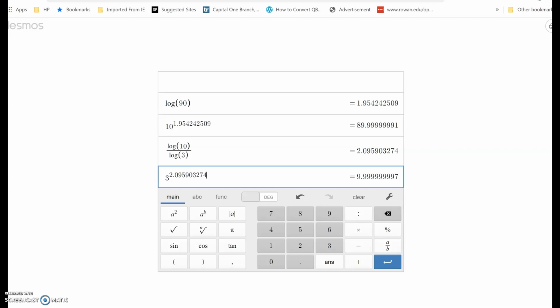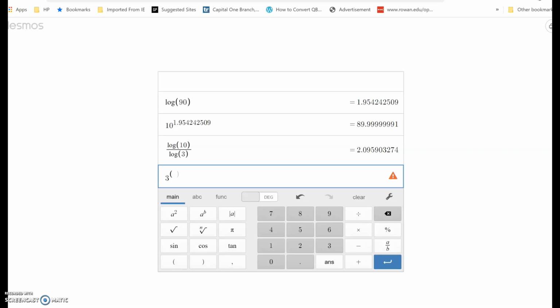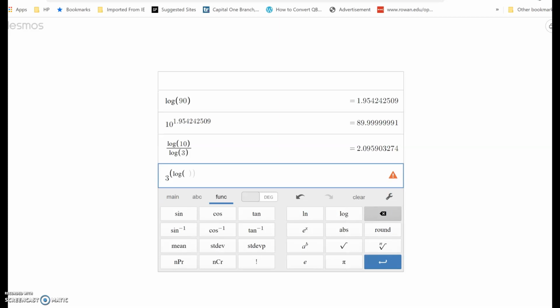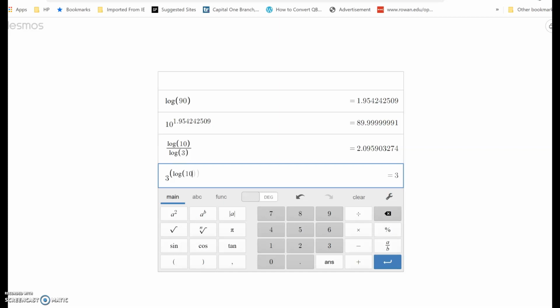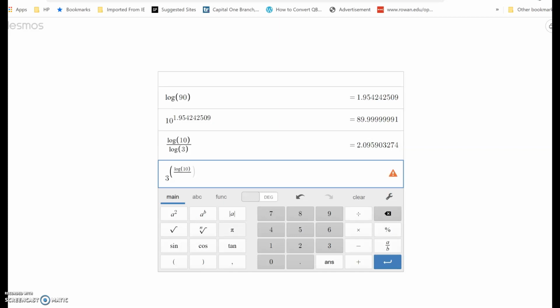Now let's try something here, just for the heck of it. It's going to be hard to key in, but I'm going to try to key in this log base 10 divided by log base 3 thing right here, just to see if I can. So we have function log base 10, and I'll move over a little bit, divided by log base 3. Notice this. I raised 3 to this power and I got exactly 10.